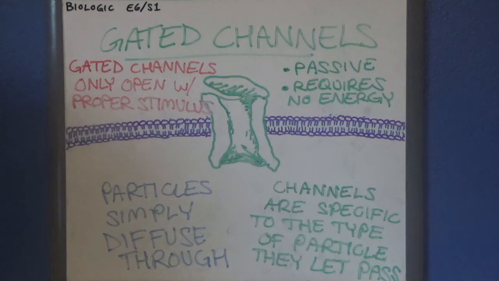Ligand-gated channels only open if they bind to a specific ligand, like a sodium ion or a neurotransmitter or a hormone, or whatever it is that binds to their receptor. All of these channel proteins require no energy input to work.